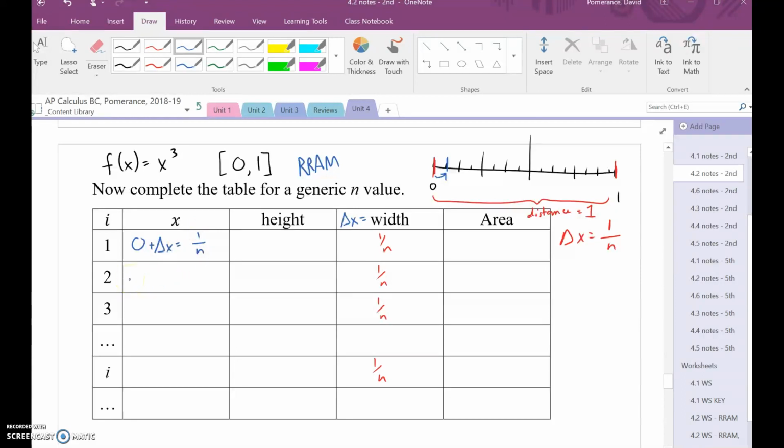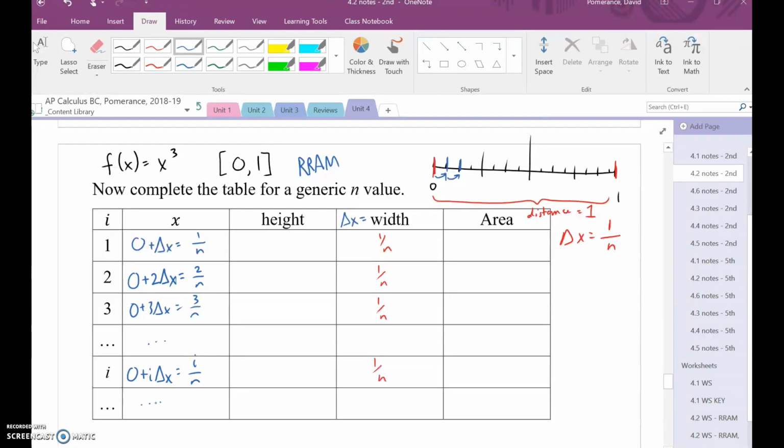And then to get to our second right endpoint, we're going to start at the left end, and we're not going to take 1 delta x step. We're going to take 2 steps of delta x. That's going to be 2 over n. That's going to take us to here. That's our second right endpoint. Our third right endpoint is going to be 3 over n, and we're going to continue this pattern until we get to our generic ith rectangle, which is 0, again, our starting point of 0 plus the number of steps times the length of the step. So this is going to be i over n. And we're just going to continue this until we get to our nth rectangle.